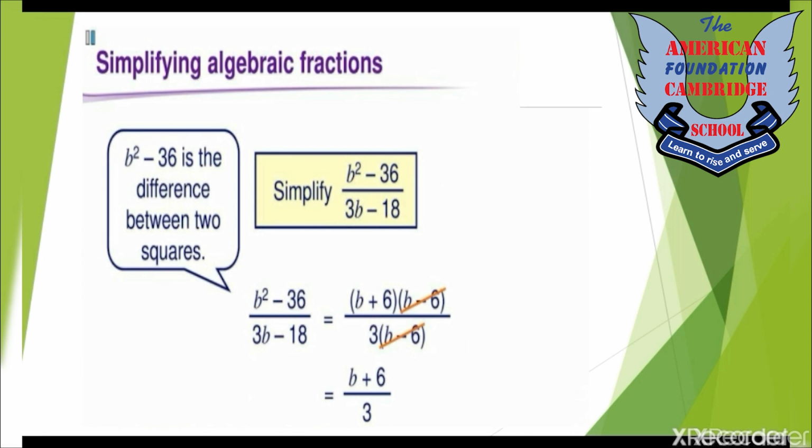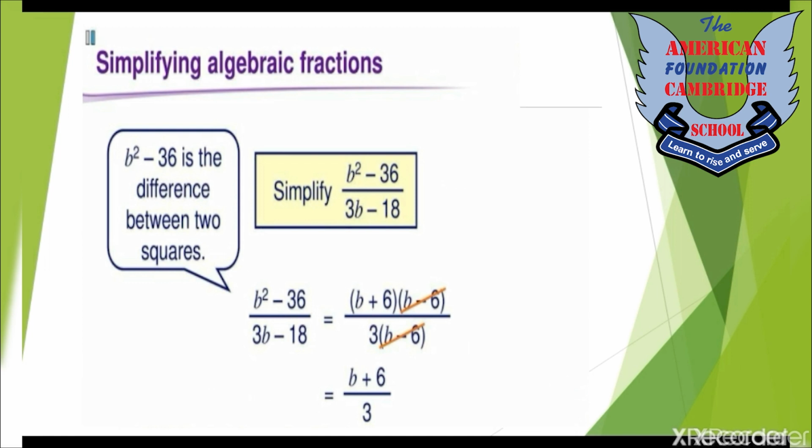Here we have another example which is quite different from the previous ones. Simplify b square minus 36 upon 3b minus 18. You are supposed to factorize the numerator and denominator both in this case. As you can see, b square minus 36 is the difference between two perfect squares. You cannot factorize this expression by extracting the common factor. As you can see, there is no common factor here. So what are you going to do?